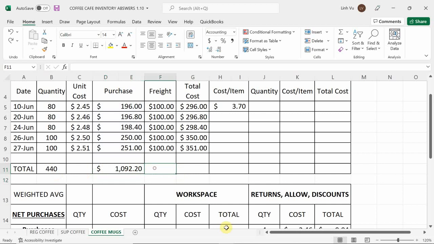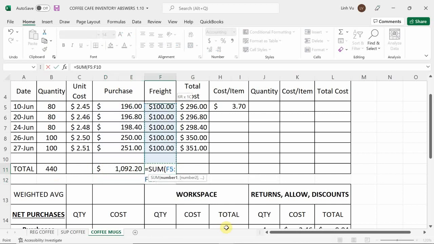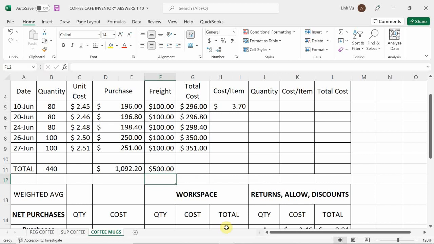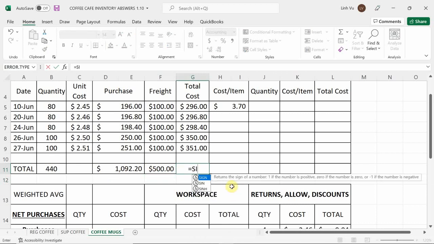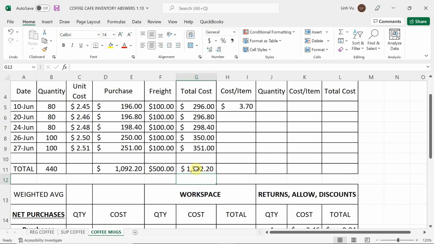We have a total of $500 worth of freight. And that's all we need because in this case, oh wait, and the total cost too. So your total cost is going to be 1592.20. Okay, and that's all we need.